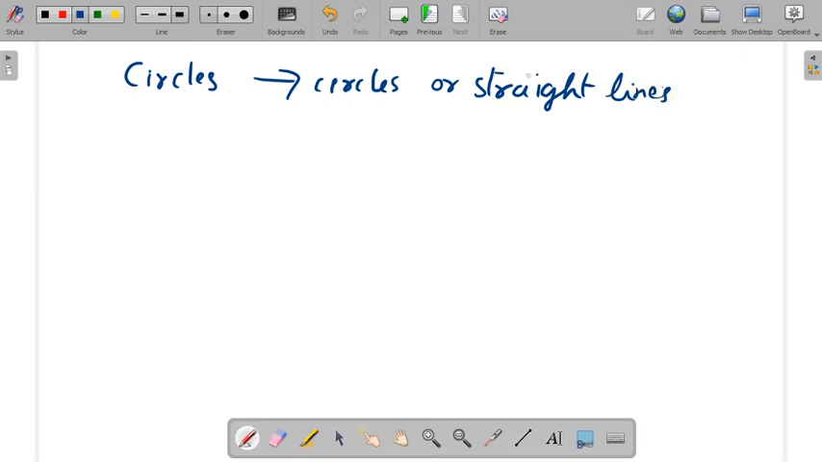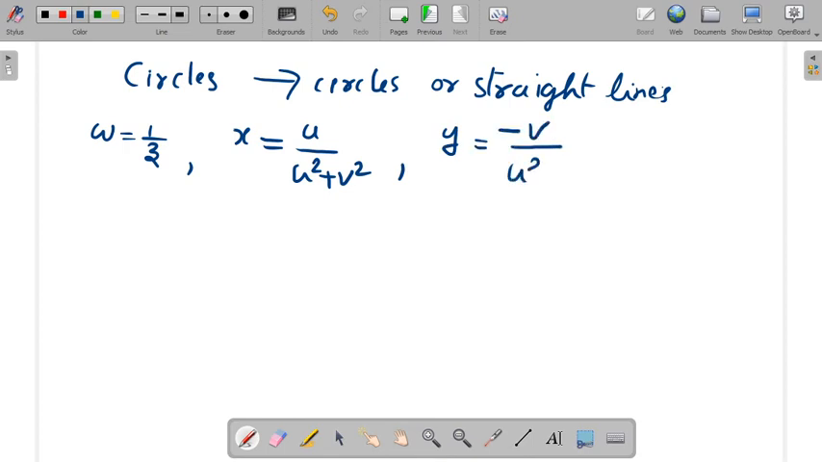So let us see the map w = 1/z. As we have seen before, x can be written as u/(u² + v²) and y can be written as −v/(u² + v²). Now let us take a circle in the z plane. What we say is a circle in the z plane will be mapped to either a circle or a straight line in the w plane.